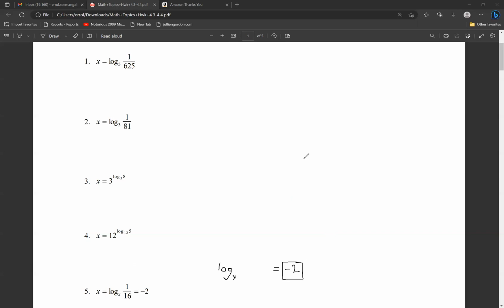Can we do something like this? 2 to some exponent equals 1 over 16. What's that exponent? Let me see. Not 2 times 8, but how many 2's do you have to multiply by each other to get 16?